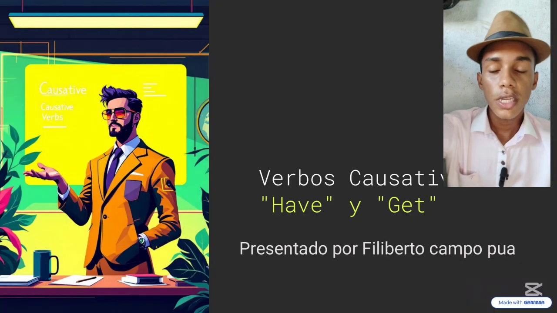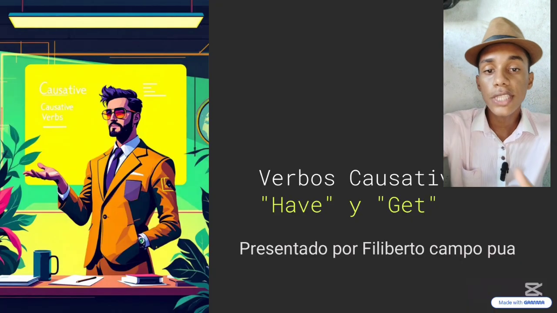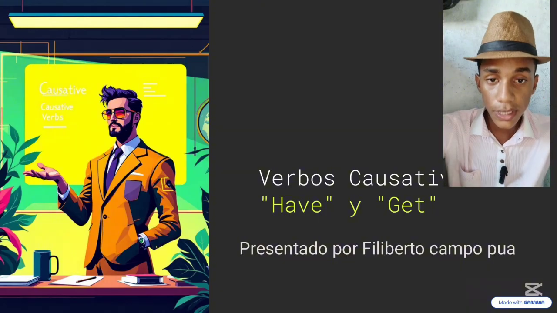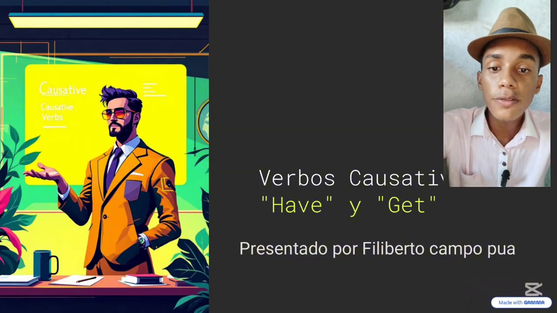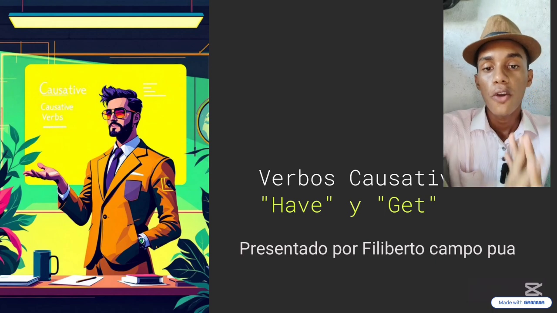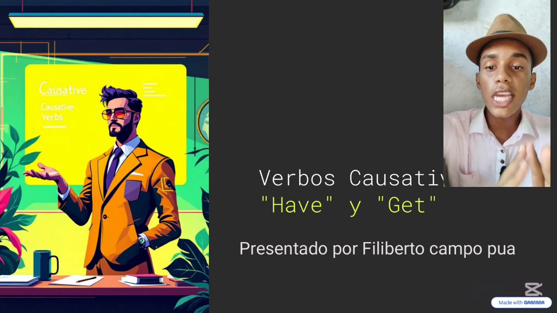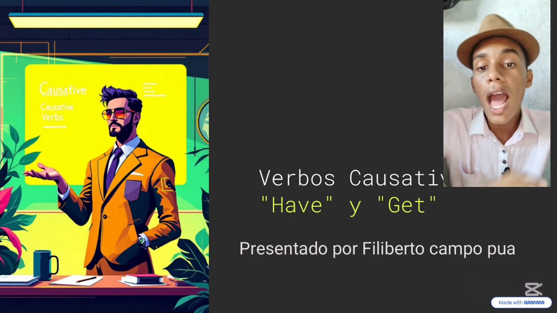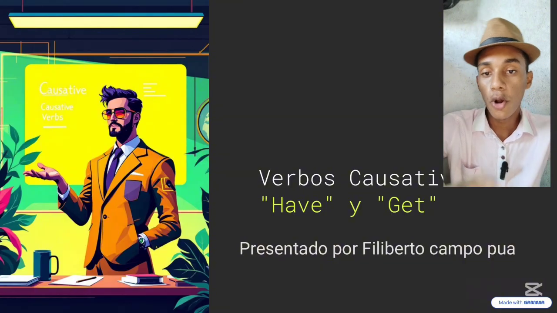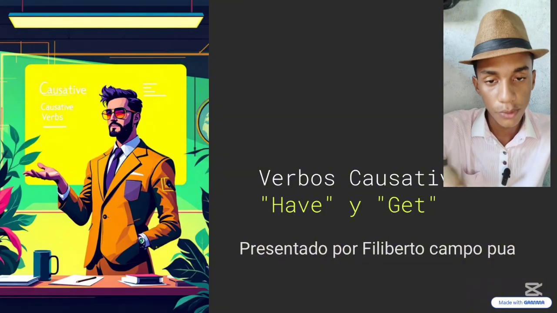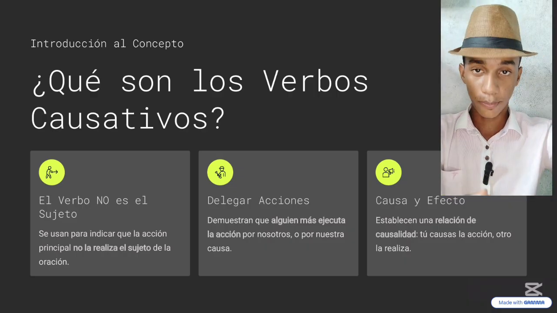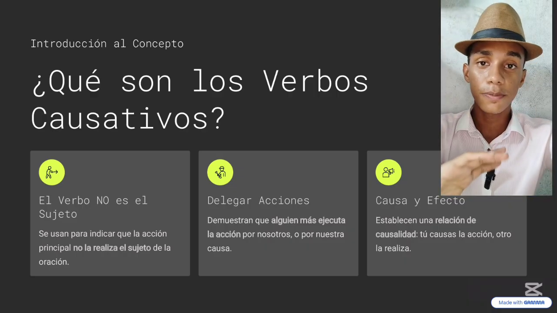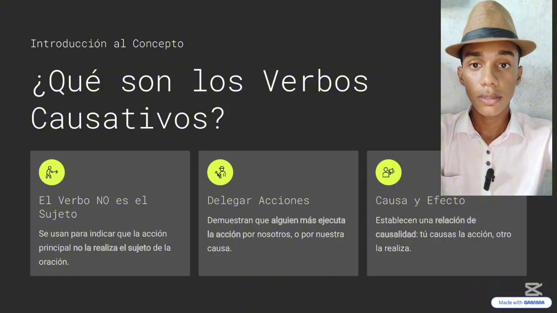Mastering these verbs will significantly help you sound more natural and sophisticated when discussing tasks someone else performs for you. Let's start by defining what these verbs are and why they are important for fluent English communication. Okay? The key idea is simple. The verb is not performed by the subject.